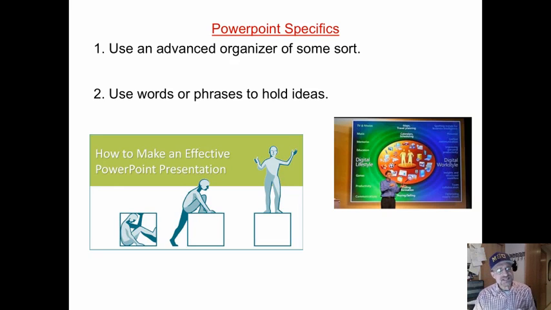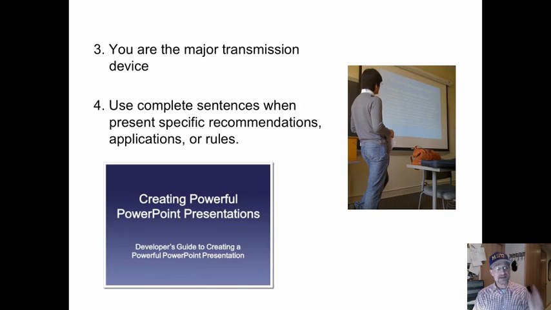The PowerPoint isn't used to transmit ideas, it's used to organize ideas. You are the major transmitting device, meaning that you will be giving information orally. Do not rely on things written on the PowerPoint. You can see the fellow here, way too much information on that PowerPoint, and he's standing back reading his PowerPoint. Most of you people can read.